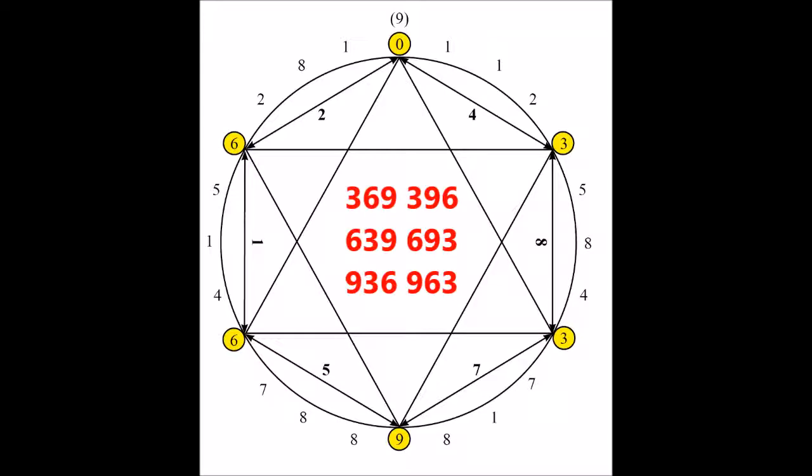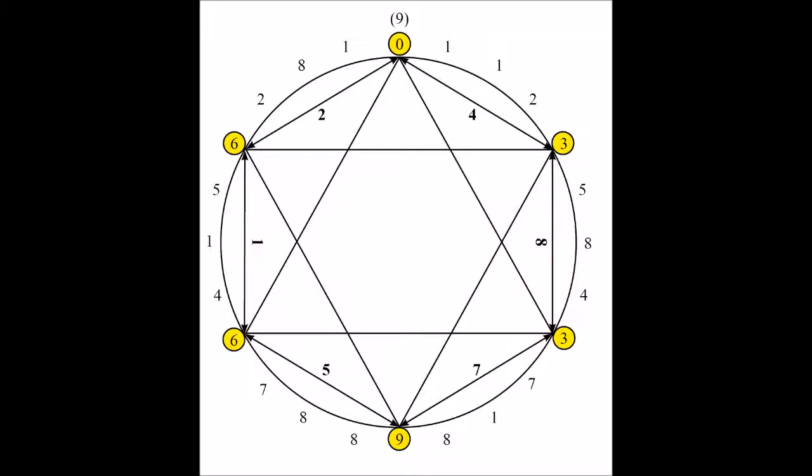369, 396, 639, 693, 936 and finally 963. In the group of numbers formed by the digits 1, 4 and 7, if we add up all the digits together for each number, it gives 3, as 1 plus 4 plus 7 equals 12, and 12, 1 plus 2 equals 3.